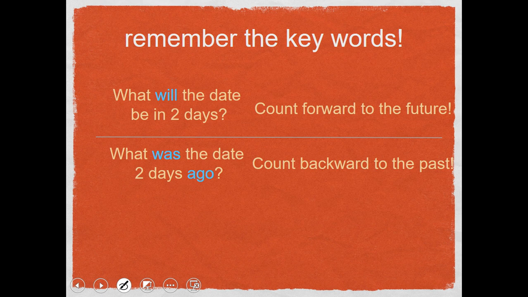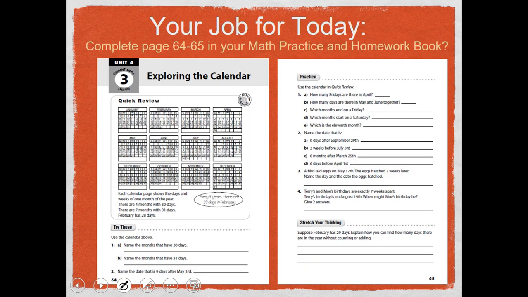So "what will" is basically what you need to look out for if you need to count forward, and "what was" is the words you need to look out for when we count backwards.